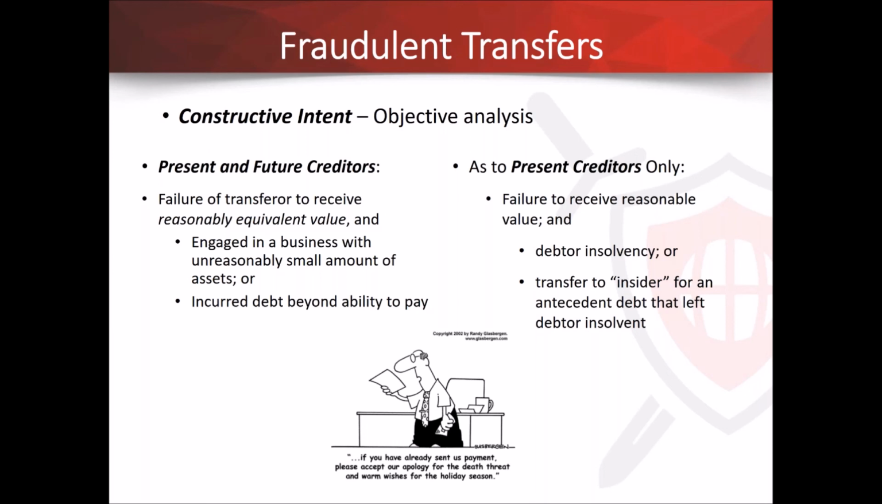Basically, if you're either a present or future creditor, you just have to prove the failure of the transferor to receive equivalent value, and that value issue is threaded throughout this area of law, and incurred debt beyond the debtor's ability to pay. What that means is move the asset out, and at that point they basically couldn't pay back the debt. Okay? Now there's also an element here where they engaged in a business with an unreasonably small amount of assets.